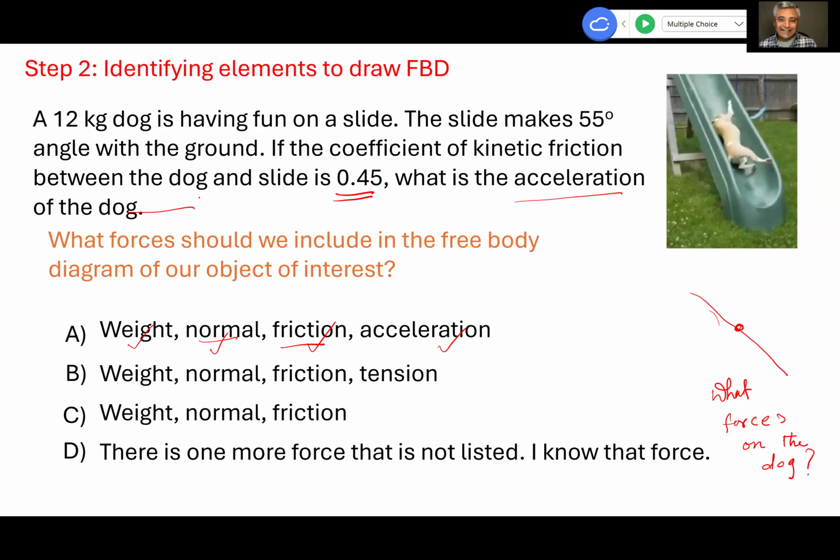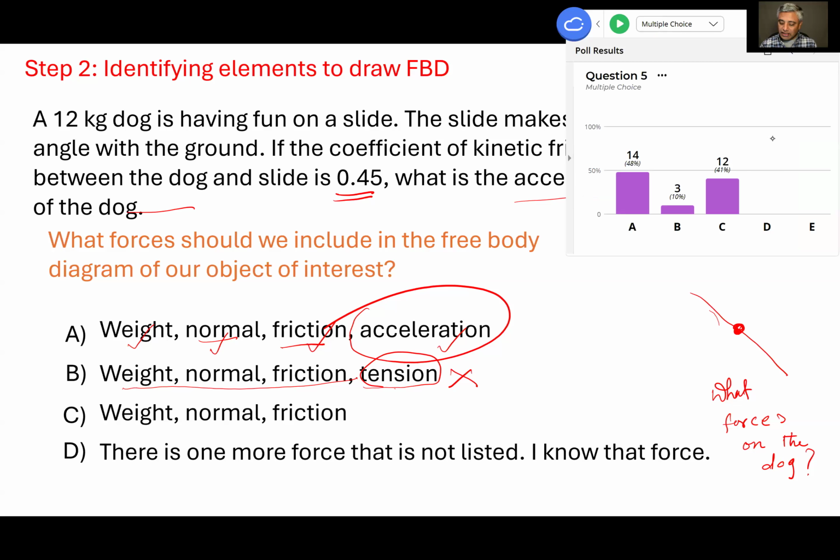Acceleration, it's asking for acceleration. So acceleration is there, but acceleration is not a force. So it does not belong on that dot. So you're not drawing acceleration on the dot. So that's why this is not a good idea. Okay. Let's look at another one. So it says tension. Since the dog is not tied with a string or being pulled by a string, that's why this is not a good choice. So turns out C is the best choice in this case.